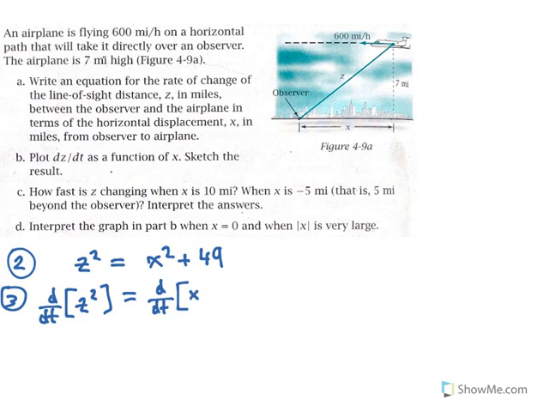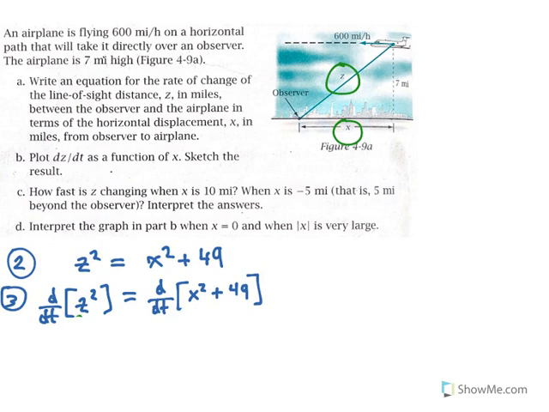The reason why we call this implicit differentiation is because we're making the assumption that x and z are differentiable functions of time, even though we don't know what they are. So when you see z squared, you see z squared as a composition of two functions, where the outside function is the squaring function and the inside function is z. And when you see x squared, you see that as a composition of two functions, where the outside function is the squaring function and the inside function is x.